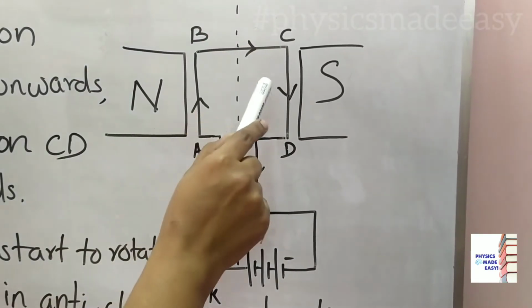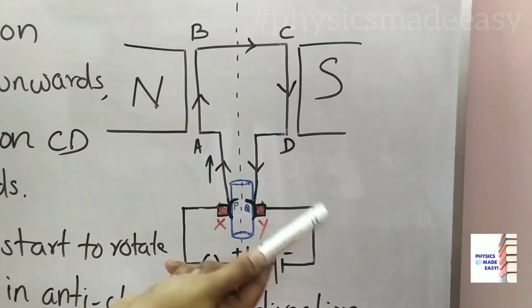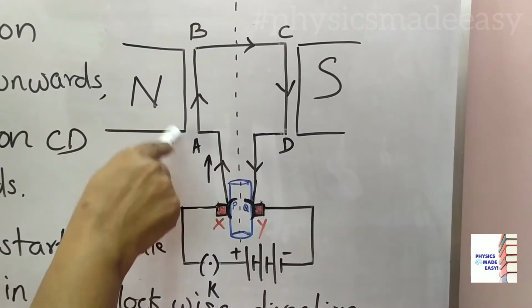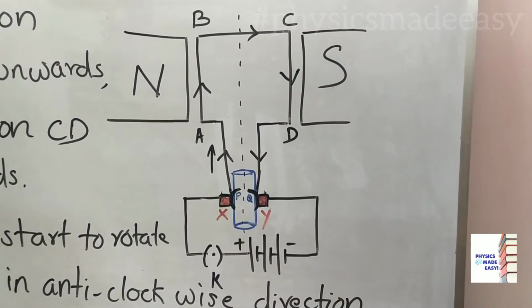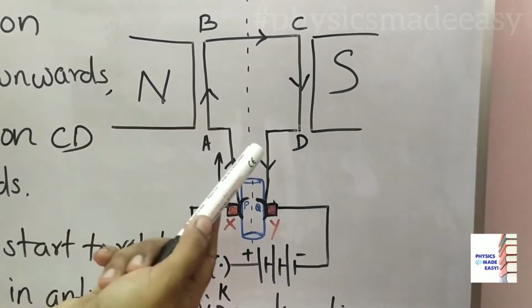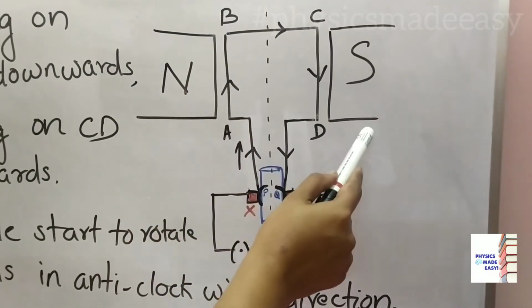The force acting on CD pushes it upwards. Why? Here it is down, here it is up. Here the direction of current is changing, while the direction of magnetic field is not changing. Only the direction of current is changing.